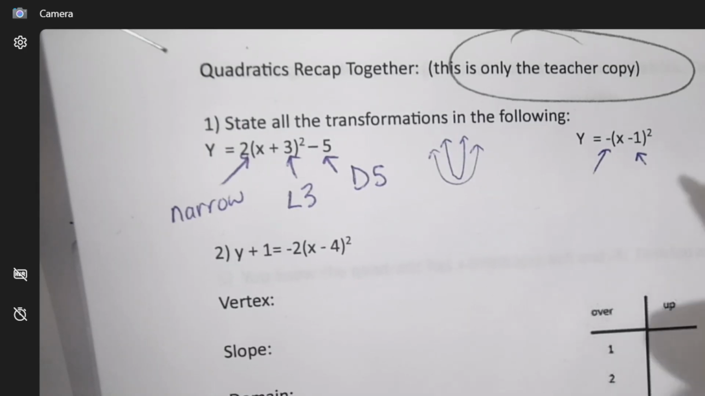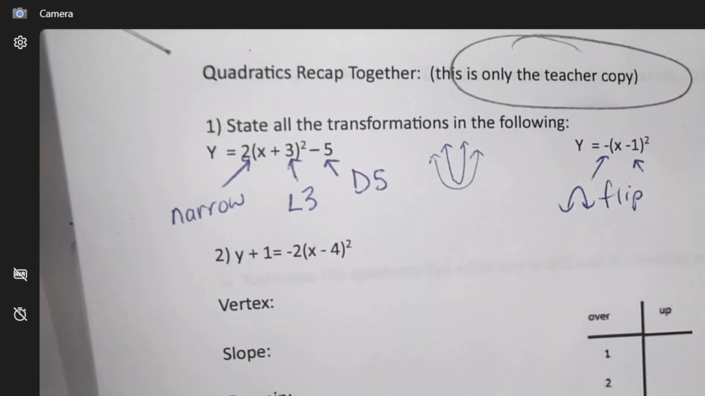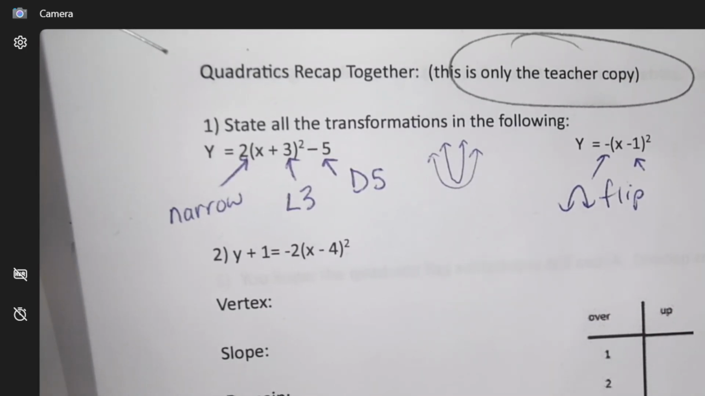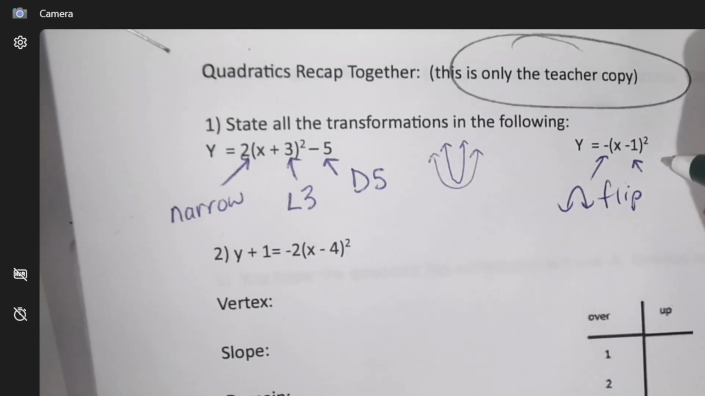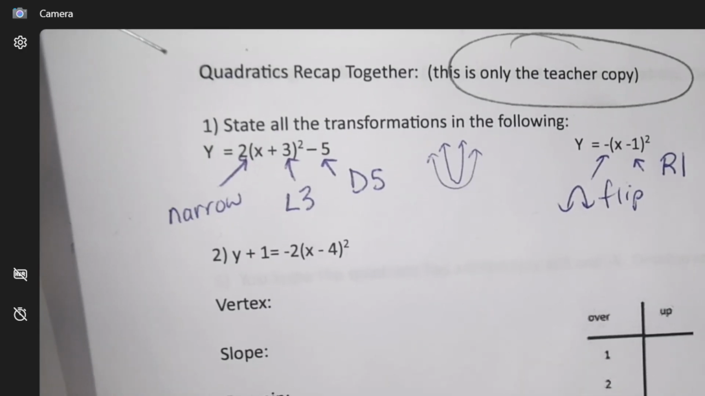Okay, question 2, I'm looking for 2 answers here. The negative multiplier does a flip, so the parabola would look like that. And the 1 inside the brackets will move in which direction? Right.